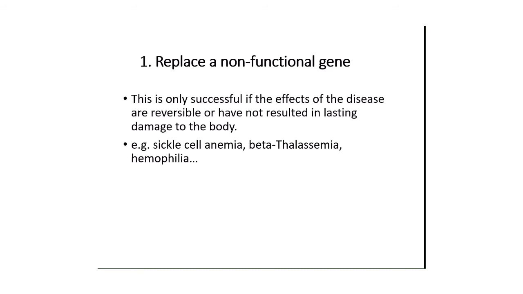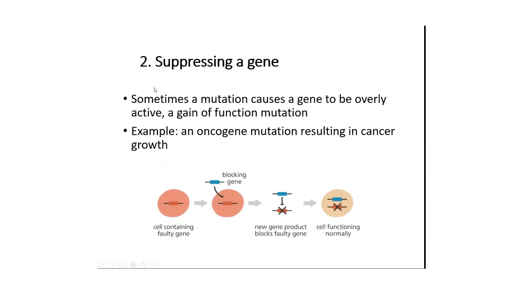Okay, so it will only work for diseases that are reversible and have not resulted in lasting damage to the body. So the second application is to introduce a gene that would suppress an overly active gene. This is something common in cancer growth. An oncogene is a mutated gene that causes a protein to be turned on 100% of the time. So think back to the cell cycle. Along the cell cycle, there are various checkpoints that govern how fast the cell will go through the cell cycle, and many of these checkpoints are proteins.